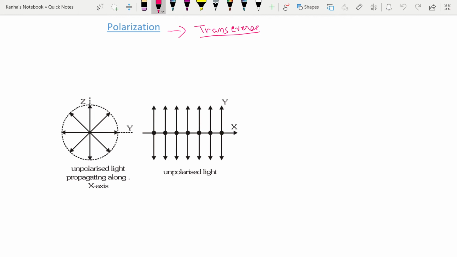An ordinary beam of light consists of a large number of waves emitted by atoms of the light source. Each atom produces a wave with its own orientation of the electric field, so there are different orientations of the electric field vector. The vibrations of E are equally probable in all directions.